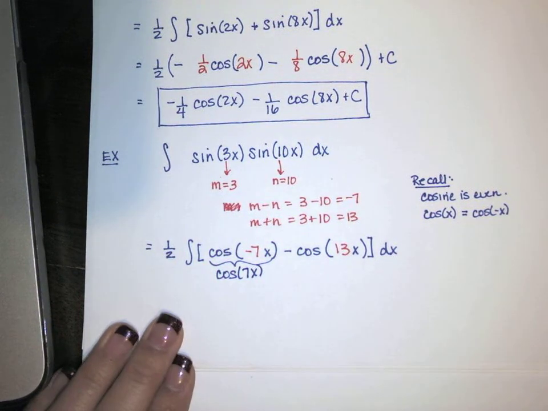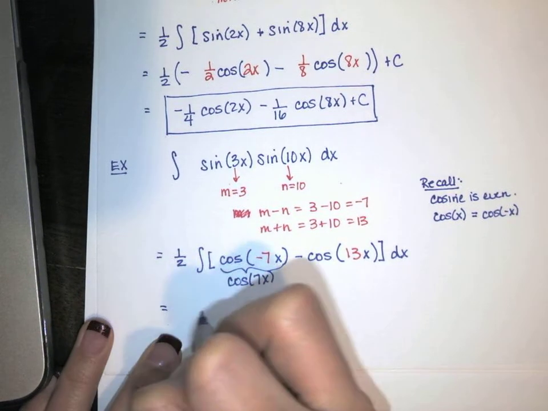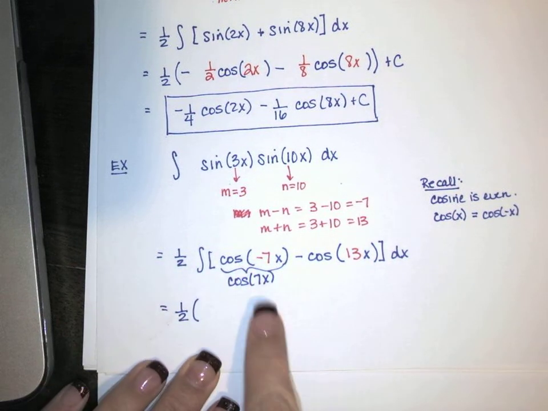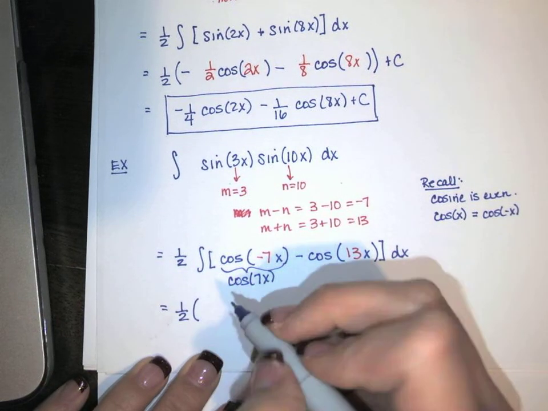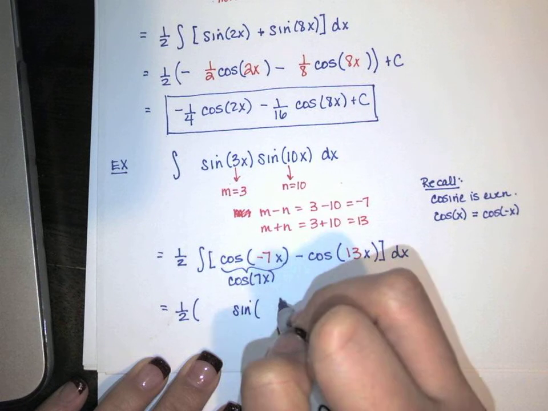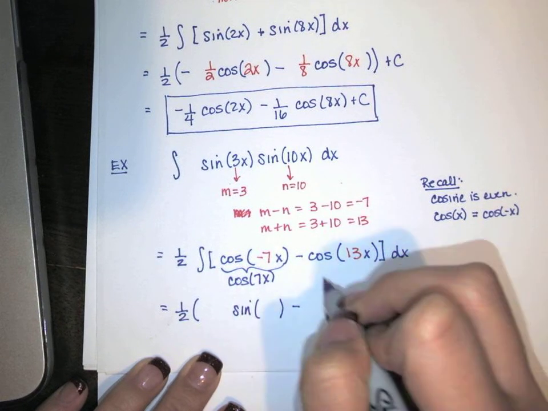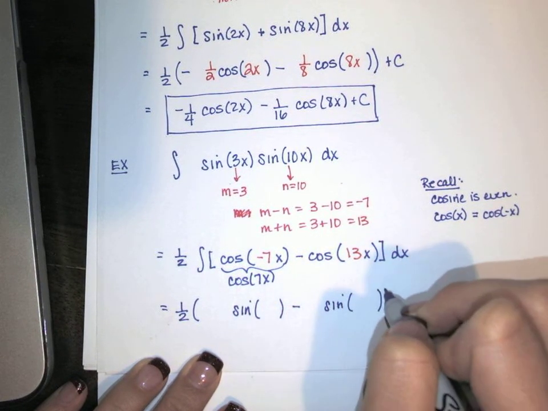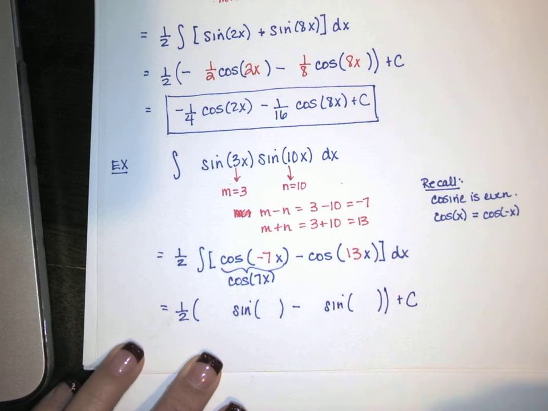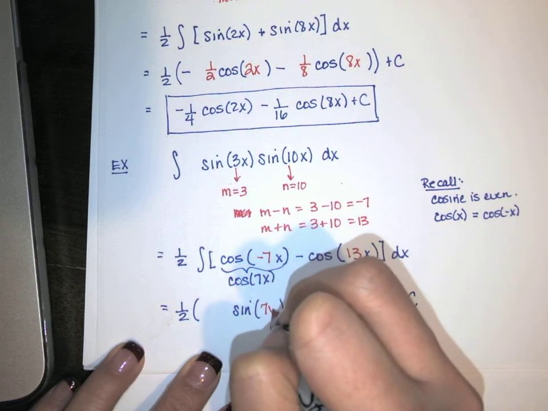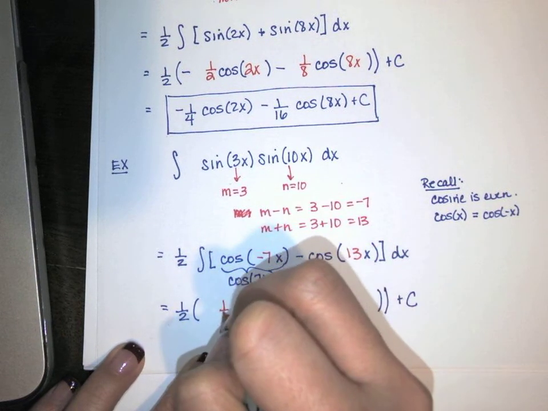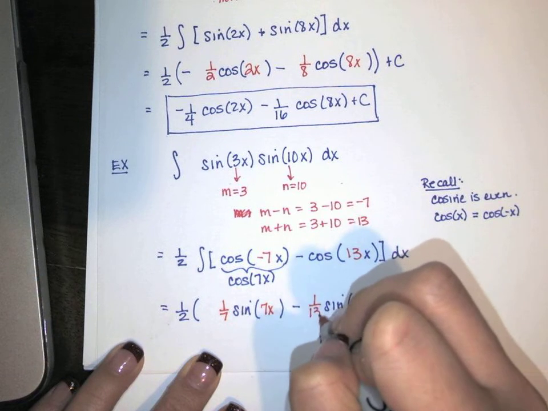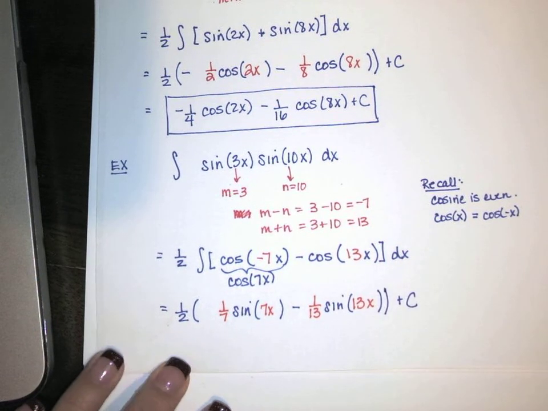because cosine is even. Now I'm just going to use my basic rules. So bring your 1/2 down and anti-differentiate cosine. Antiderivative of cosine is sine. Same is true there. Antiderivative of cosine is sine. Don't forget your plus c. Replace the angle with 7x and then divide by the 7. Replace the angle with 13x and divide by the 13. That's our answer. It's just not simplified.